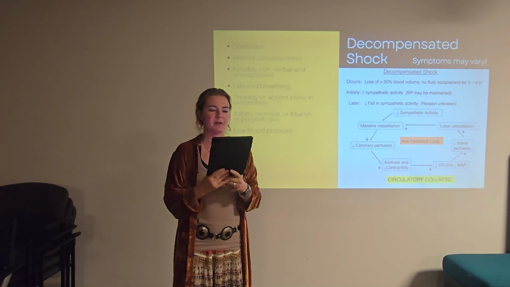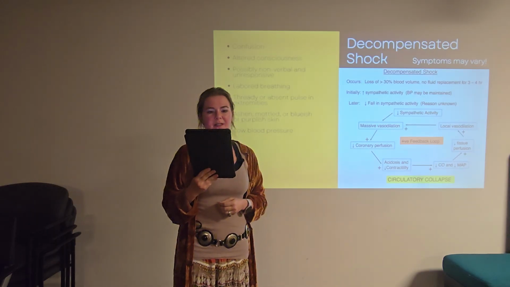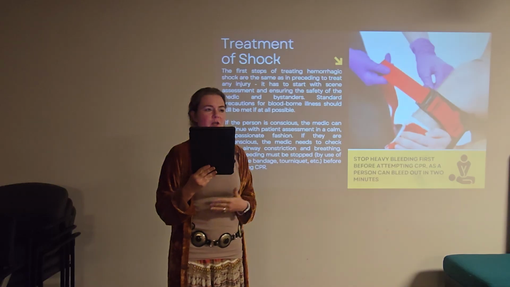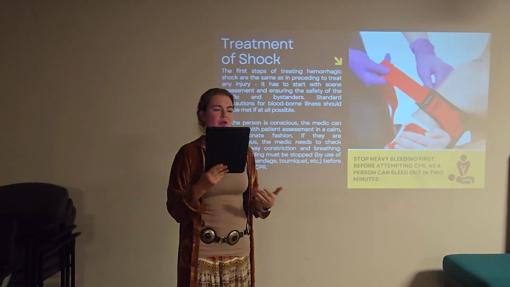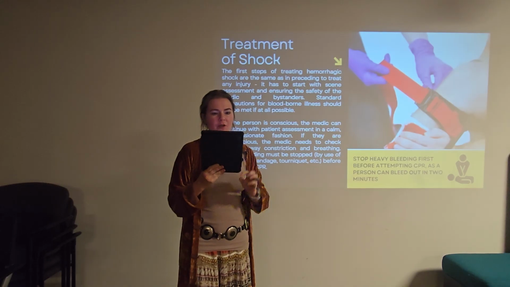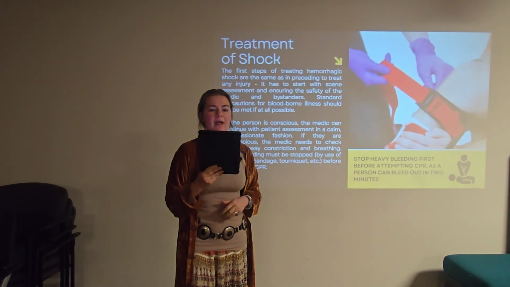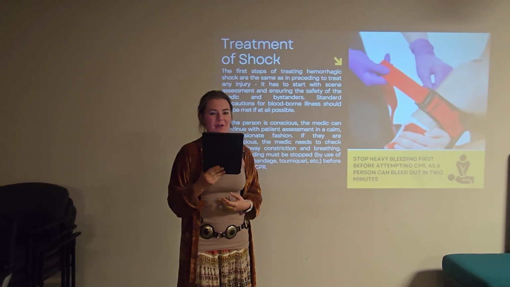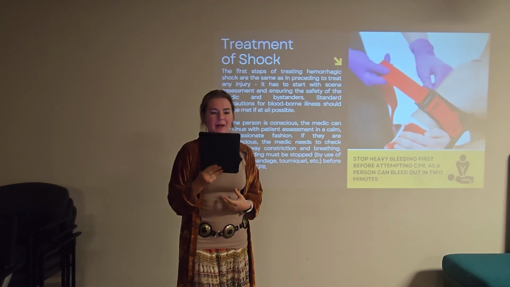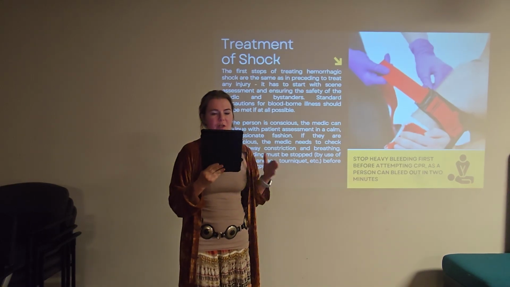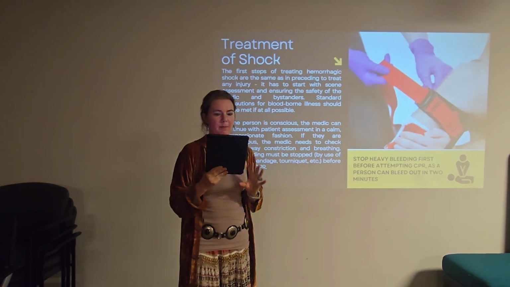The first steps of treating hemorrhagic shock are the same as in treating any injury. Scene assessment: ensuring the safety of the medic, the person, and the bystanders. Standard precautions for bloodborne illness should also be met if at all possible. If the person is conscious, the medic can continue with patient assessment in a calm and compassionate fashion. If they are unconscious, the medic needs to check for airway constriction and breathing. Heavy bleeding has to be stopped before attempting CPR.